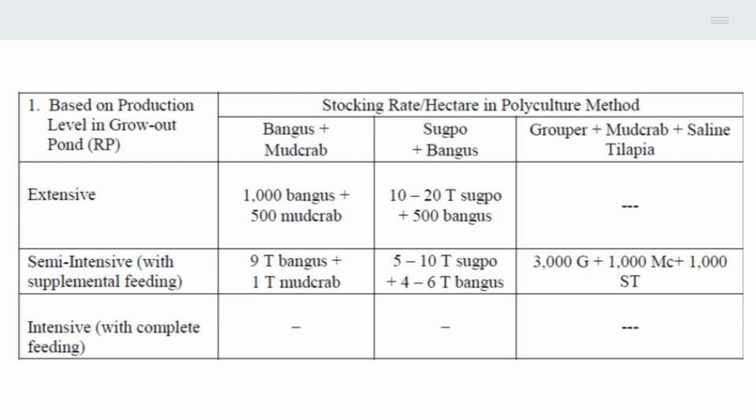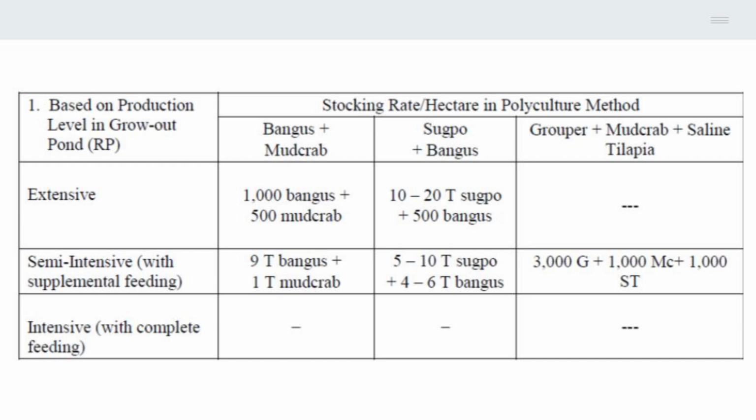The sugpo and bangus stocking rates range from 5,000 to 10,000 sugpo along with 4,000 to 6,000 bangus per hectare. The combination works well because shrimp and fish use different parts of the pond ecosystems. Next, we have the grouper, mud crab, and saline tilapia. This system includes 3,000 grouper, 1,000 mud crabs, and 1,000 saline tilapia per hectare. Each species has a different ecological role.